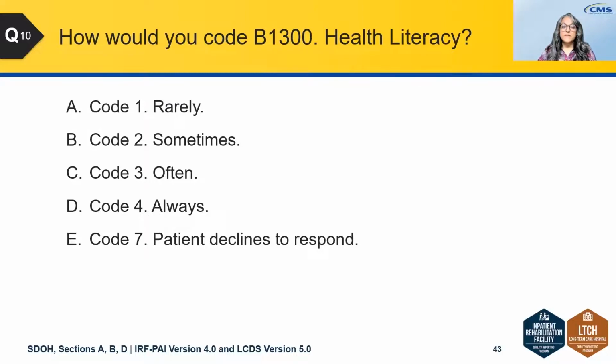So based on this scenario, how would you code B1300 health literacy? Would you choose A, code 1, rarely; B, code 2, sometimes; C, code 3, often; D, code 4, always; or E, code 7, patient declines to respond?